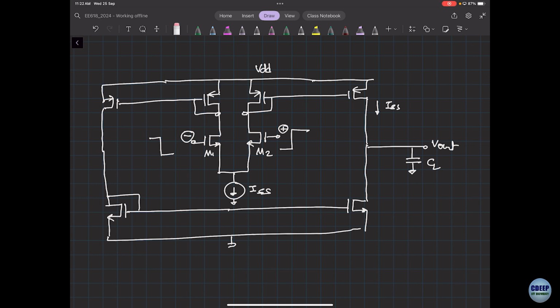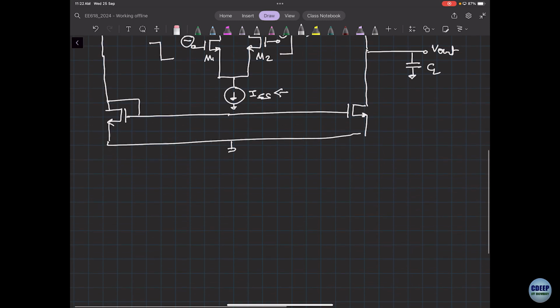So we want to bump up this ISS only when this situation comes into play. And the rest of the time, we'll just have our ISS for small signal operation. So how do we do that? I want you to draw a very simple circuit, just two current mirrors. And you can see a simple circuit like this can solve a huge problem.